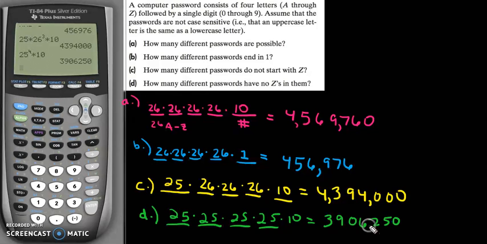And as you can imagine, it's less than the big number. It's also less than this one. So if we can't have Z in the first one, that takes out one choice. If you can't have Z at all, it takes one choice out of each of these. So it actually lowers it from 4.3 million to 3.9 million-ish.